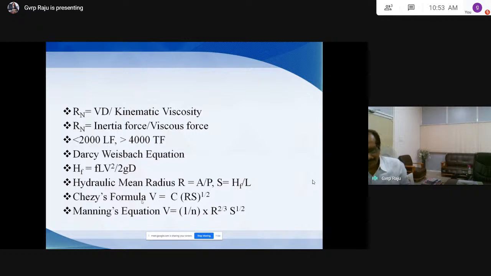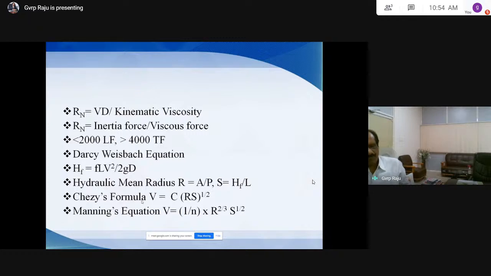Chezy's formula, V is equal to C root R S, and Manning's equation, V is equal to 1 by n, R to the power 2 by 3, and S to the power 1 by 2. These are famous equations for velocity. Based on these, you can find out the velocity.